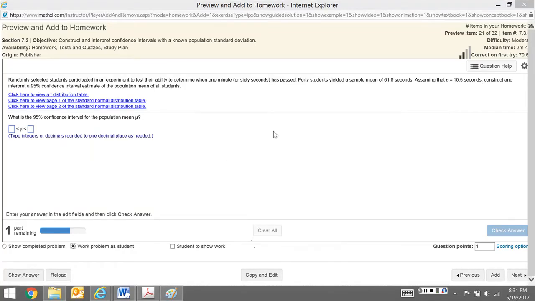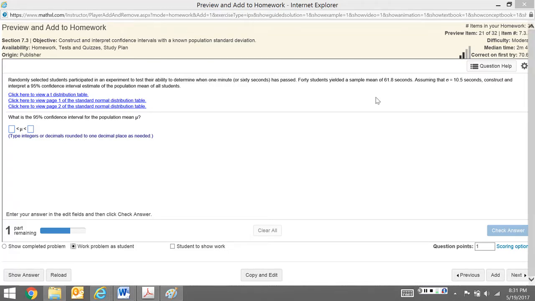Okay, we have randomly selected students participate in an experiment to test their ability to determine when 1 minute, or 60 seconds, has passed. 40 students yield a sample mean of 61.8 seconds. Assume that we have a population standard deviation of 10.5 seconds. Construct and interpret a 95% confidence interval estimate of the population mean of all students.